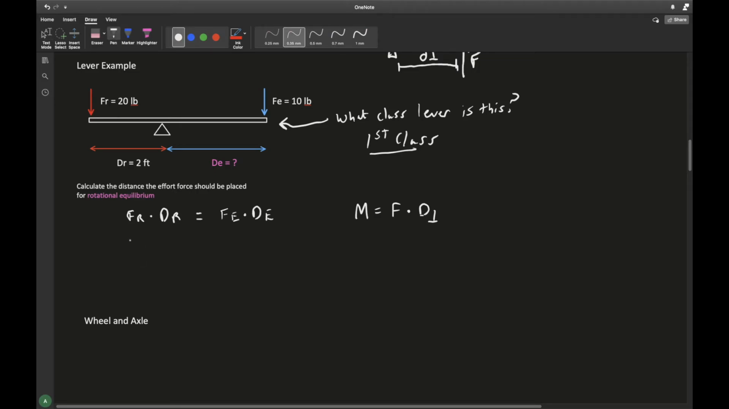So to calculate for dE, we're going to plug in what we know. We know that FR is 20 pounds. We know that DR is 2 feet. We also know that FE is 10 pounds, and we do not know what dE is, so we'll leave it just as a variable. On the left side, I'm going to get 40 pound-feet, and on the right side, I'm going to get 10 pounds times dE. So to get dE by itself, I'm going to divide by 10 pounds on both sides.